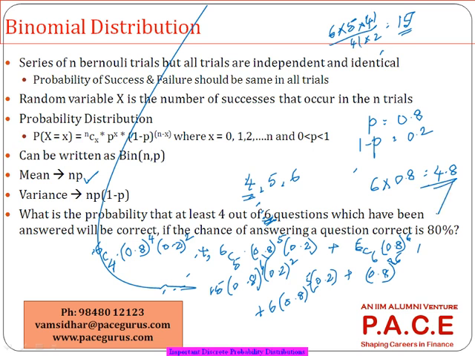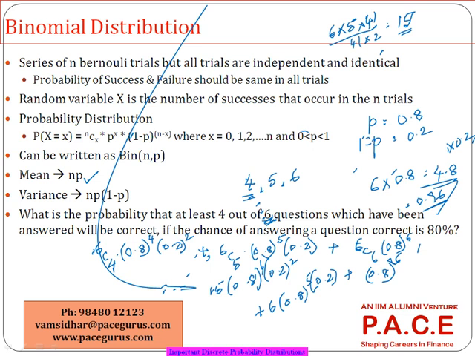So around 4.8 questions will be correct. Somewhere around 5 questions, on average, will be correct in this case. That is the mean. The variance is given as NP into 1 minus P, which is 4.8 into 0.2, so almost 0.96. That is the variance present in the data.